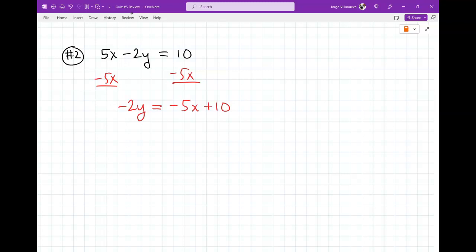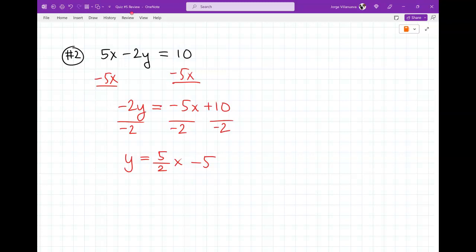So we're going to want to divide by negative 2. Divide everything by negative 2. Every term. So this becomes y equal to 5 over 2 x, because remember a negative over a negative is a positive. And then 10 divided by negative 2 is a negative 5, and you're done.